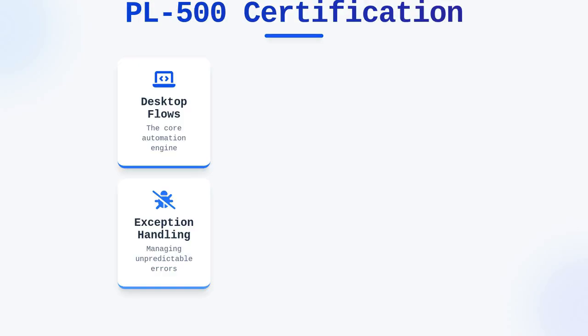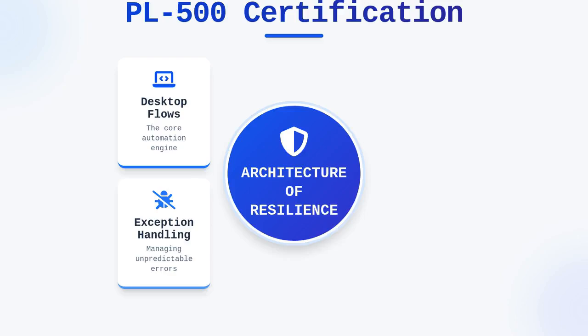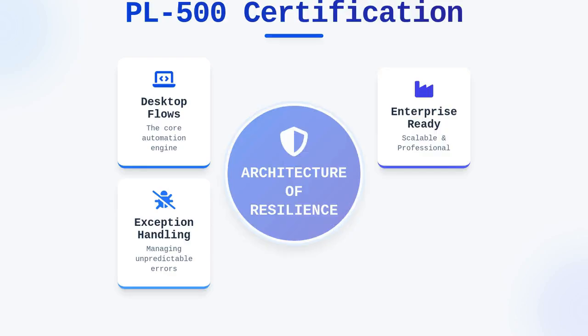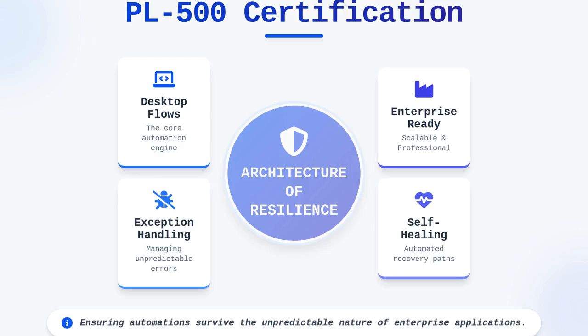Welcome back to our journey toward mastering the PL-500 certification, where we will now build a robust foundation for exception handling within desktop flows. This chapter focuses entirely on the architecture of resilience, ensuring your automations survive the unpredictable nature of real-world enterprise applications.